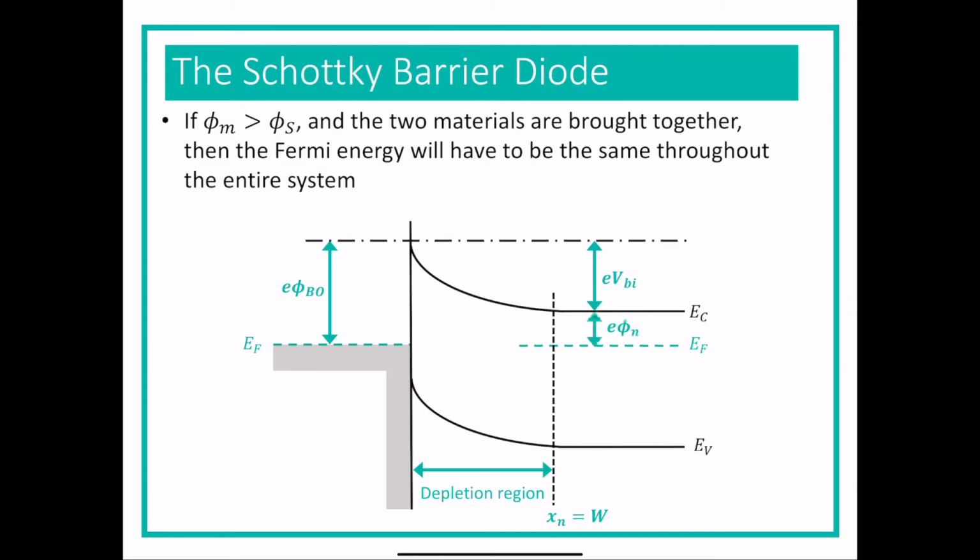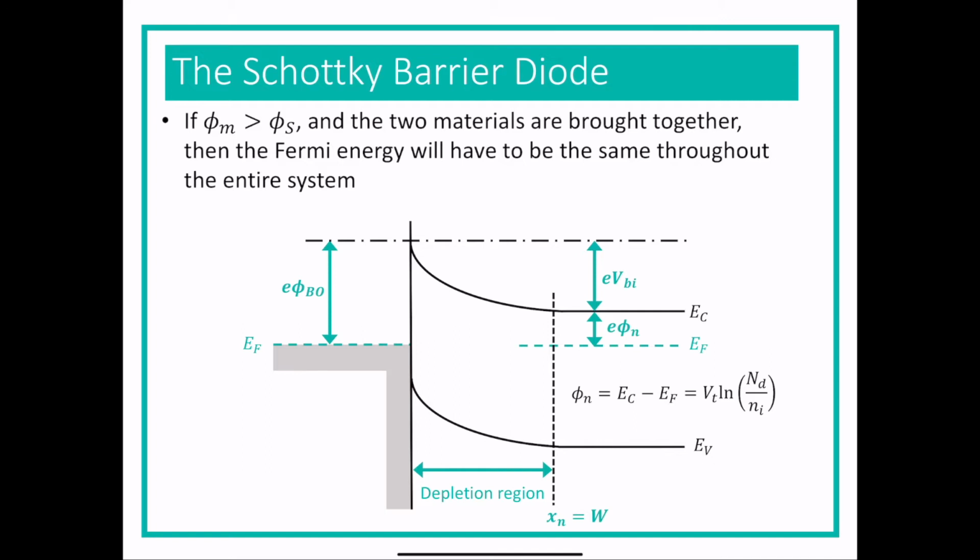We can calculate phi sub n. We already know how to do that. As shown on this diagram, phi sub n is just the conduction energy minus the Fermi energy. And you have made those calculations before. So we just use V_T natural log of the number of donors over the intrinsic value. You've done that plenty of times. So that's not a difficult value to find.